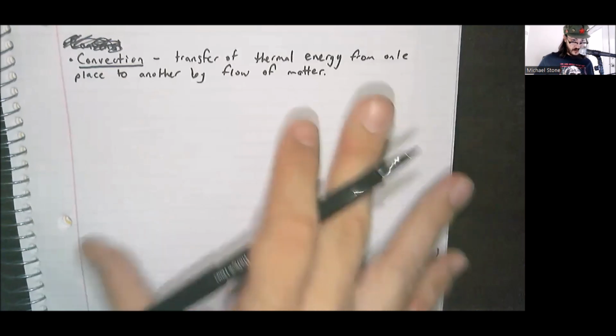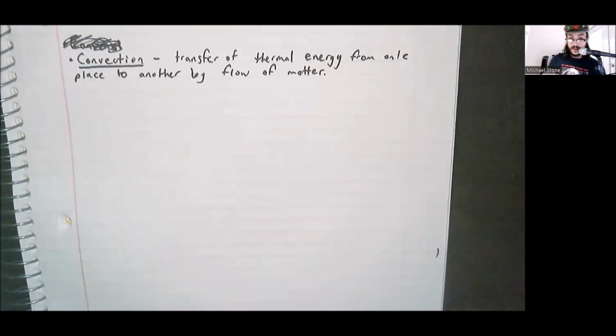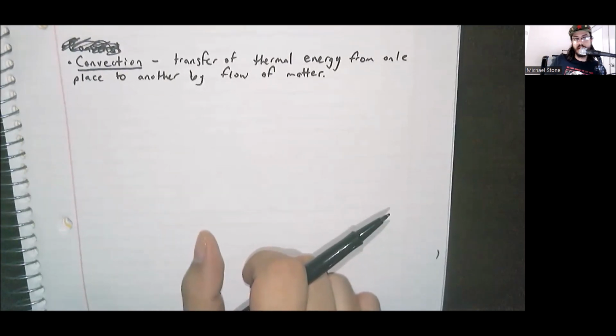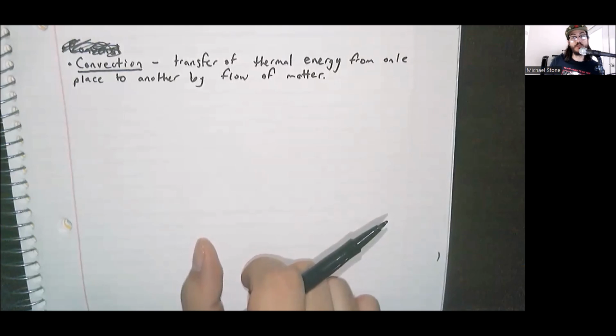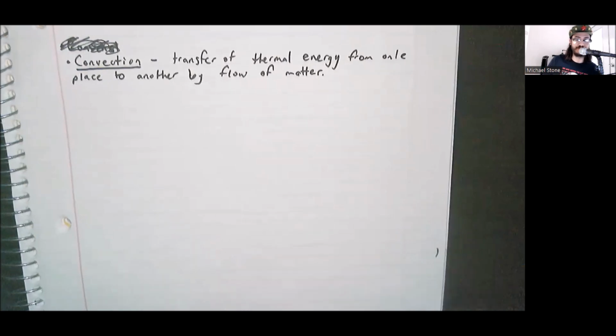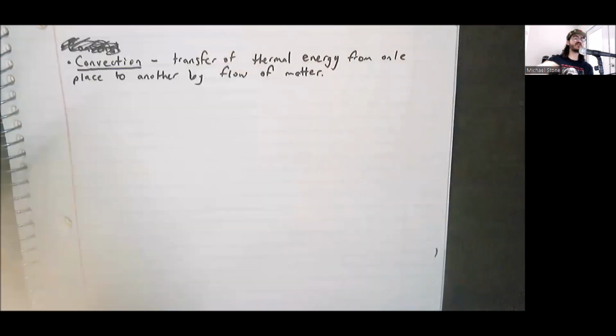Hot air rises, cold air sinks. When the hot air rises, it takes its heat with it, colliding with some of the cold stuff at the top, warming that stuff up. That cold air sinks toward the floor, allowing it to soak up some of the heat on the floor, and then rises and carries it away from the floor. That's what convection is.